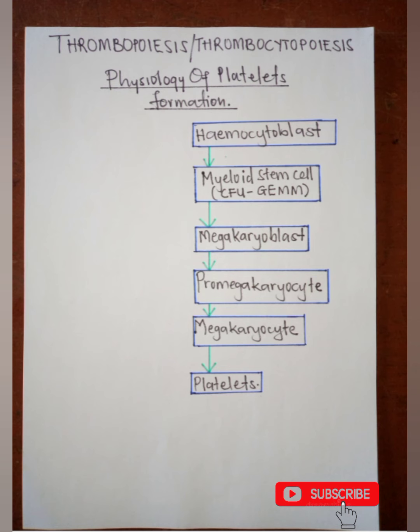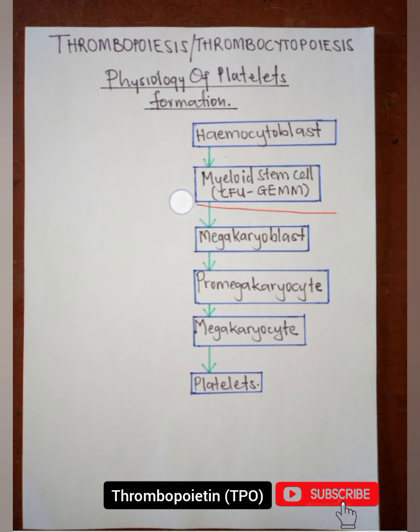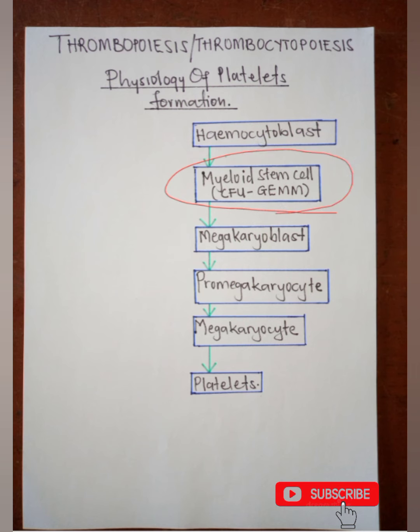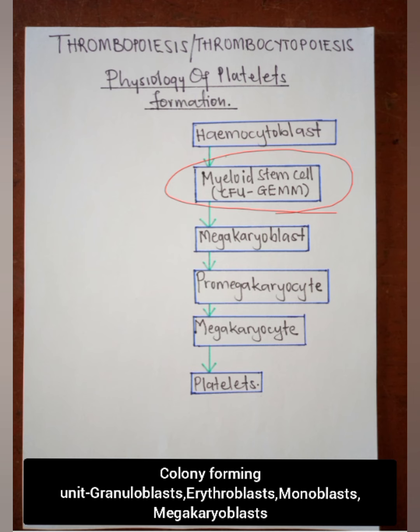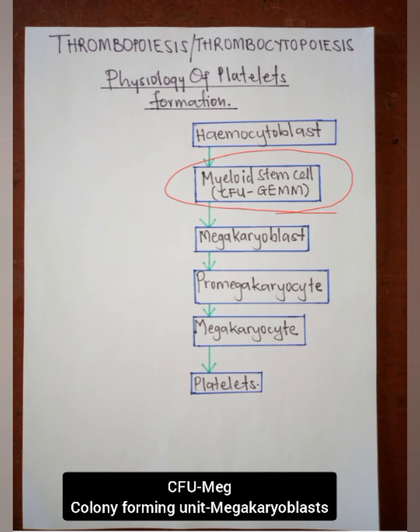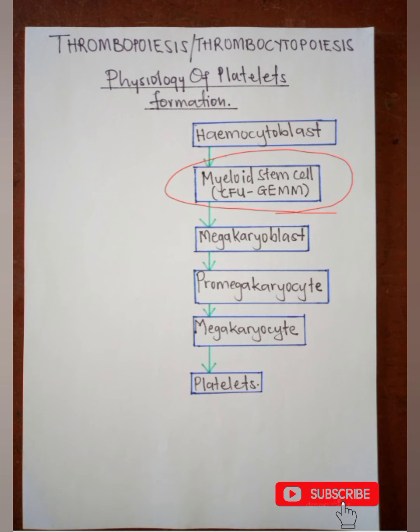The hemocytoblast is going to be stimulated to develop into the myeloid stem cell, and the process is regulated by the thrombopoietin hormone. The myeloid stem cell, CFU-GEMM, to mean colony-forming units, granuloblasts, erythroblasts, monoblasts, and megakaryoblasts, is going to further differentiate to form the colony-forming units, megakaryoblasts. And the colony-forming units, megakaryoblasts, will give us the megakaryoblast, which is going to further develop to form a promegakaryocyte. Pro, as we know it, to mean before megakaryocyte, as we are going to see the platelets forming. So that's the cell before the megakaryocyte. The promegakaryocyte is going to develop into the megakaryocyte.